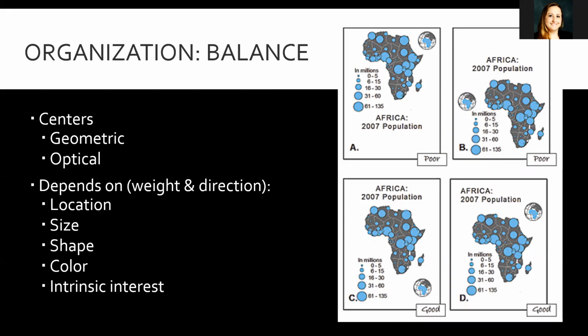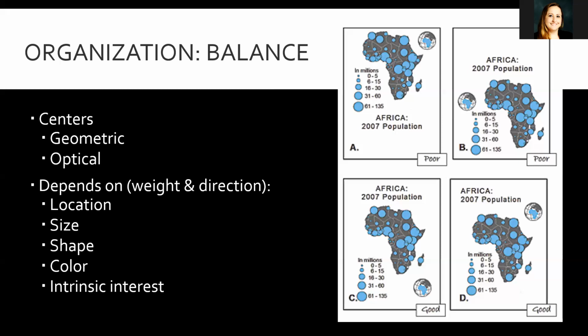Images have 2 centers, a geometric center and an optical center. The geometric center is the physical center of the map, and the optical center is the area that your eye first focuses on. Although they're highly correlated, you should aim to arrange the elements around the optical center rather than the geometric center. The arrangement of objects in a map can make it look heavier in some areas compared to others, like being top heavy or right heavy. And there are a variety of factors that can affect the map balance in terms of weight and direction.